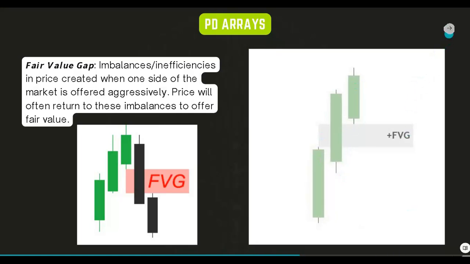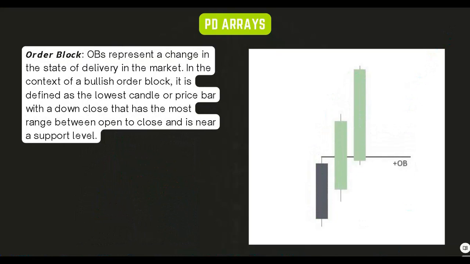Very easy to understand. Order blocks represent a change in the state of delivery in the market. In the context of a bullish order block, it is defined as the lowest candle or price bar with a down close that has the most range between open to close and is near a support level. So imagine price was crashing before this price action right here. Imagine price was crashing, right? The last candle that is in line with the previous order flow is what we refer to as an order block.